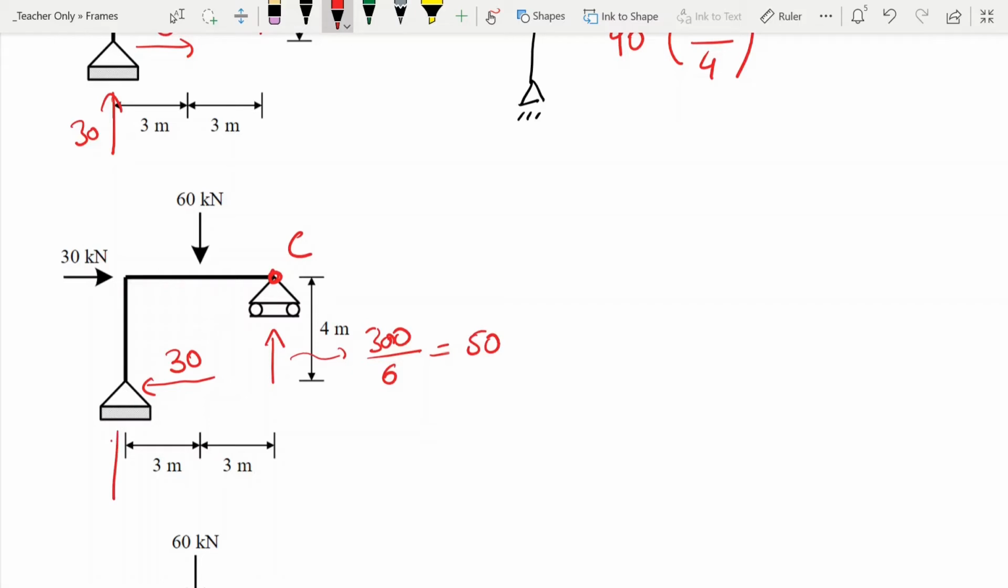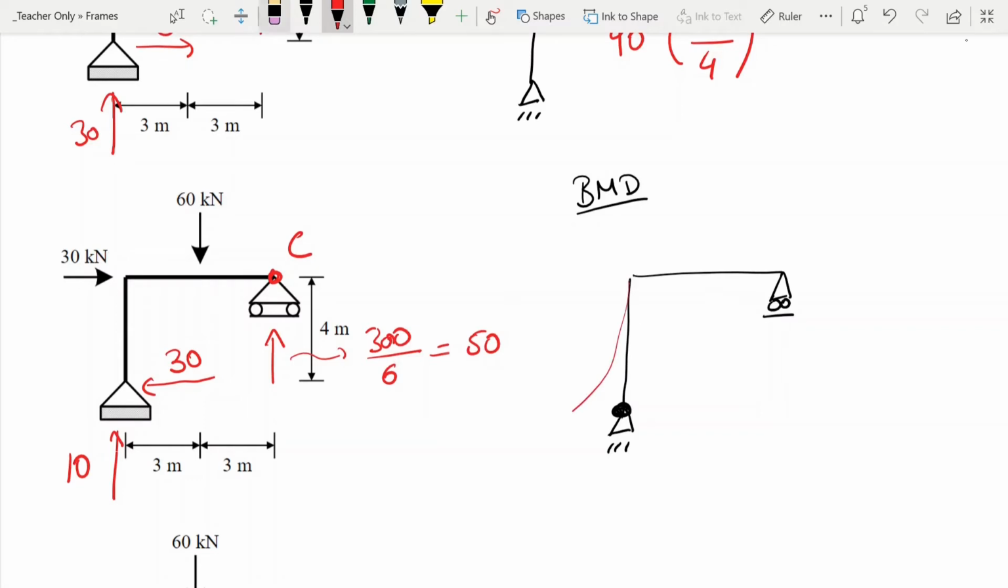So that means this other reaction is going to be 10. So that's the way the reactions look in this case. So now we can go into the bending moment diagram and try to use all this information to get our diagram straight away. So we do have a load of 30 trying to push this point to the left, right? This point here, trying to push it to the left. So the bar will bend in this direction.